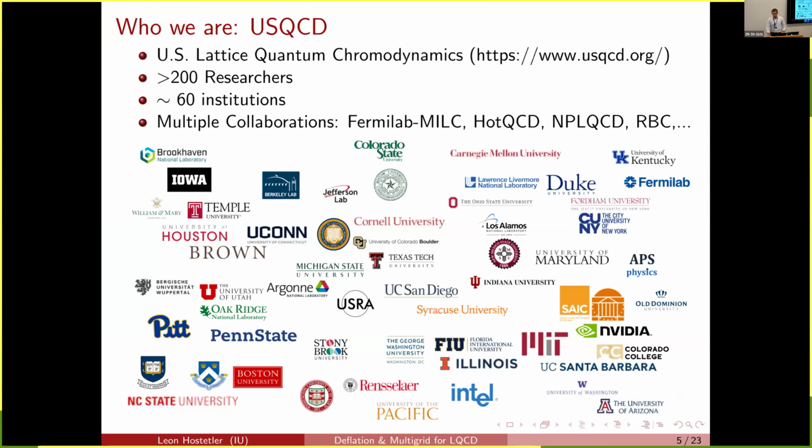So who are the lattice QCD people? In the US, USQCD is kind of the overarching collaboration of lattice researchers. There's over 200 researchers spread out around 60 institutions or so. Within USQCD, there are multiple collaborations. Fermilab MILC is the one I'm associated with. There are others like HotQCD, NPLQCD, and RBC, and some others that I didn't have room on that line for.